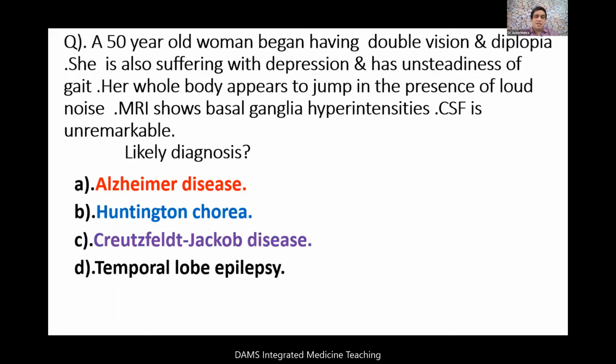Prion and what is Creutzfeldt? Prions are proteins which adopt an alternative conformation. Remember this, and they're self-propagating. Any protein that changes its own shape and propagates.